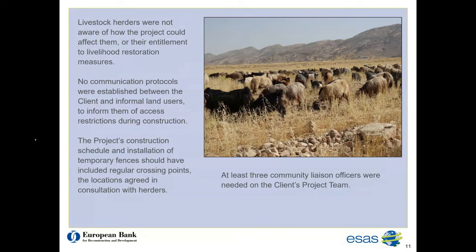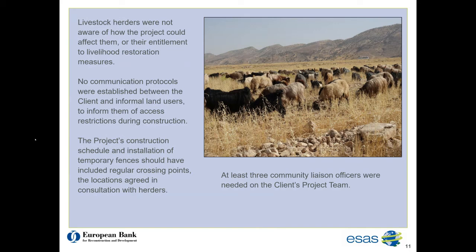And when the project was discussed with them during the site visit, and the locations of the access road and the fences surrounding the access road that would be present was disclosed, what they requested was regular crossing points. Now, the location of the crossing points along the areas where temporary fences would be installed should have been agreed with them in consultation with the herders.